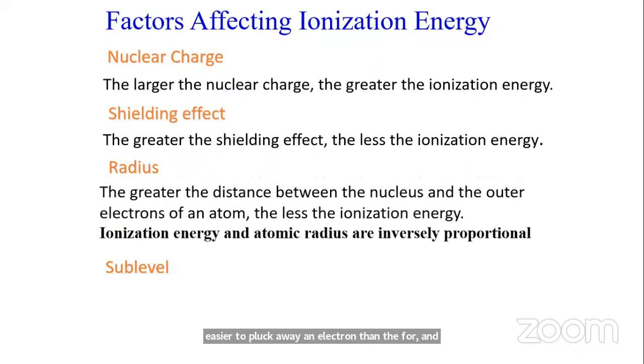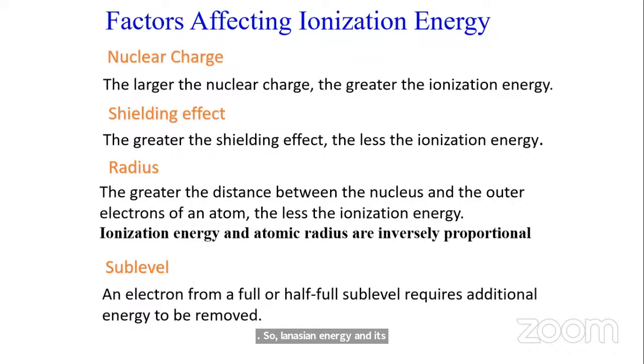Then the radius. Also, the smaller the radius, the higher the ionization energy. So ionization energy and atomic radius are inversely proportional. And then the sublevel. The sublevel tells us the particular orbital in which the electron is. Generally, when you have a filled or a half-filled sublevel, these have an additional stability conferred upon them. So when you have a filled or half-filled sublevel, it is more difficult to remove the electron.